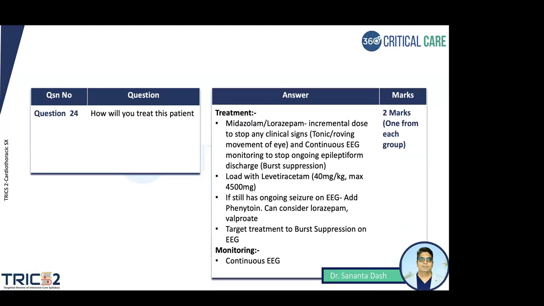So empiric anti-epileptic, that is midazolam, lorazepam, whatever you practice in your practice, you talk about it. My practice is to give incremental dose till the seizure stops, or the roving eye or tonic eye movement stops, and I will ask for a continuous EEG to see if there are any epileptiform foci. Now they can ask you about EEG here. What is the role of EEG? That's diagnostic and therapeutic again.